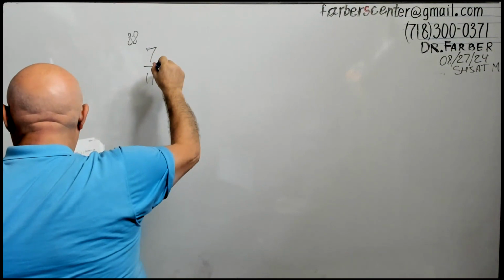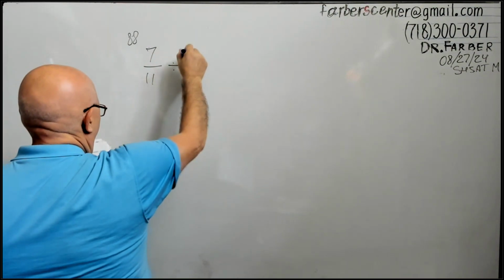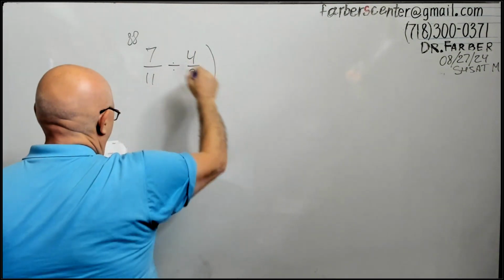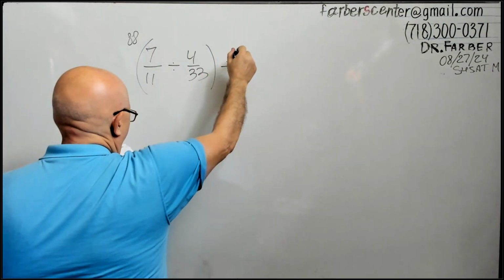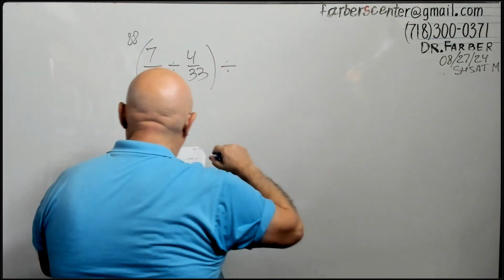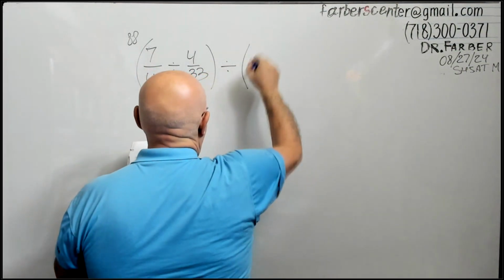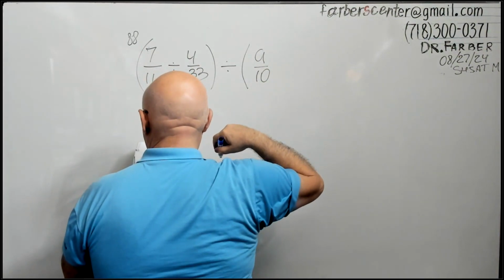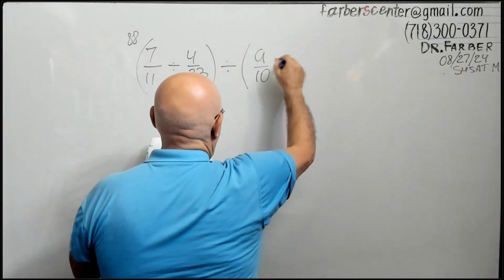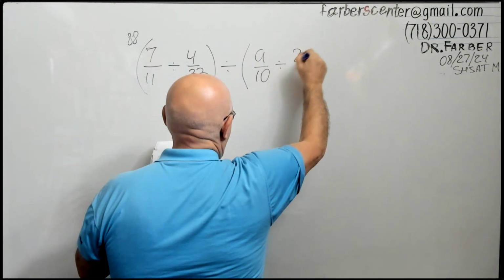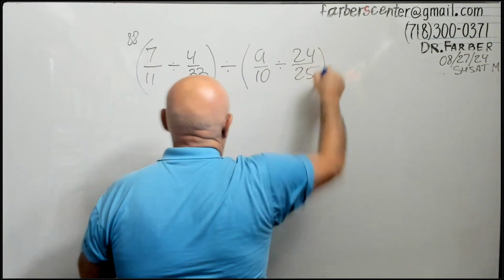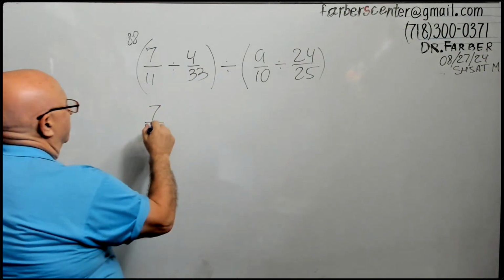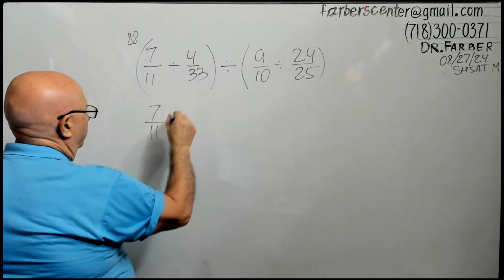7/11, I believe this is divided by 4/33, and divided by, I can show the beginning, 9/10 plus 24/25. Or divide this division. I show briefly: keep, change, flip. It's 7/11. Change division to multiplication and flip upside down.